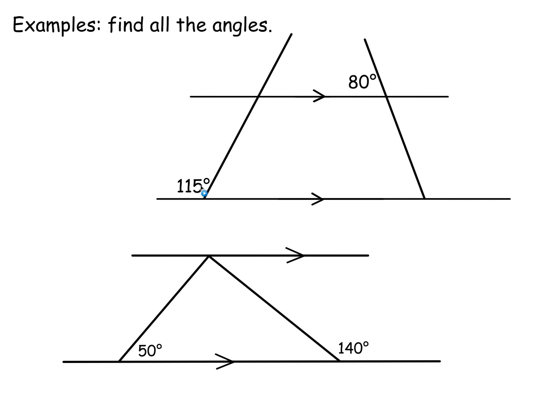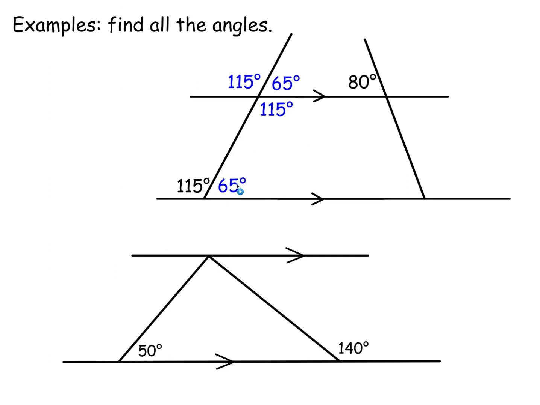So, on the left here, using the 115, you can fill in all the angles. It'll be completely separate from the 80 on the right. That's in an F shape with the original 115 coming down, and the F's pointing off to the left, so it's upside down and backwards. That's in a Z shape with the original 115, so that's the alternate angles. That's making the 115 up to a straight line, that's a supplement.